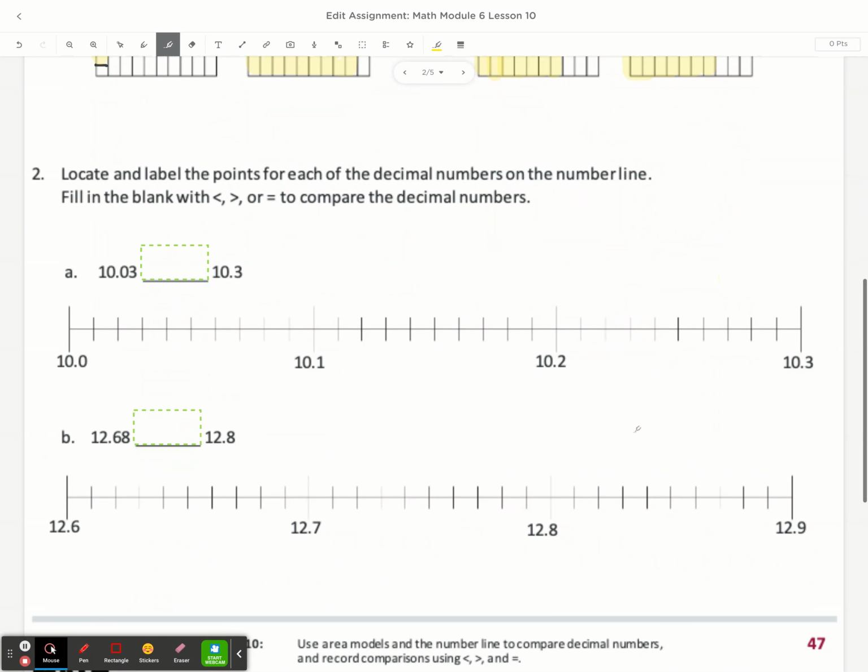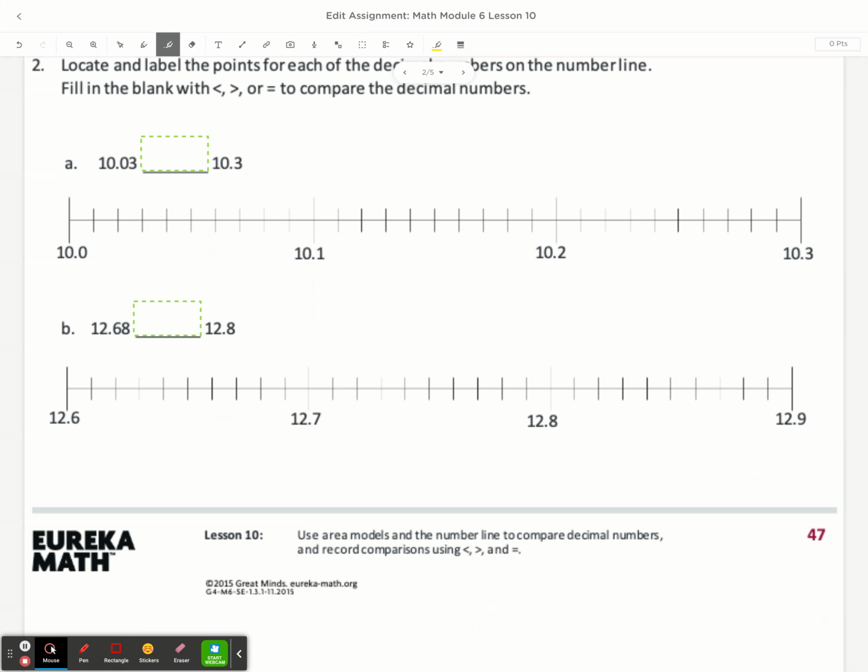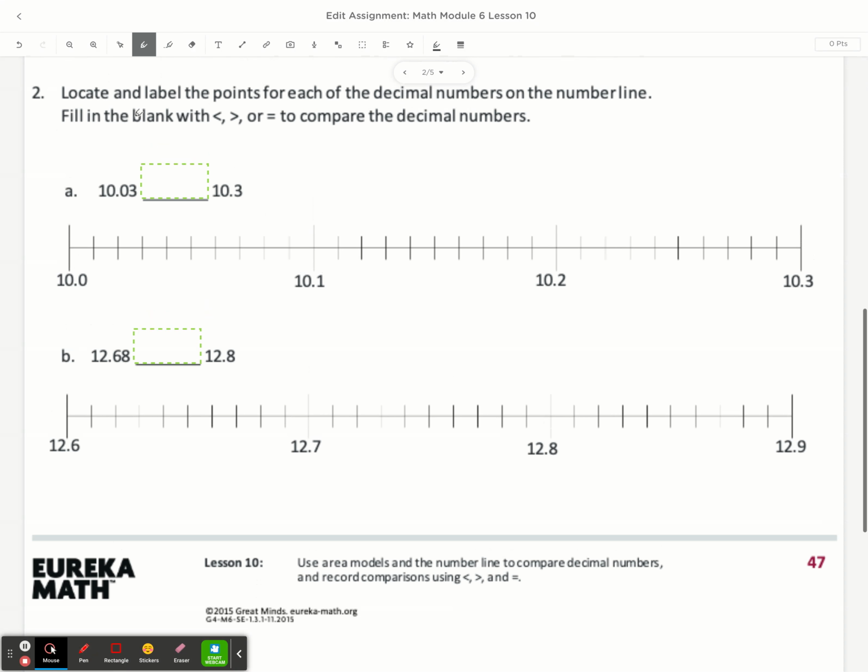We're going to continue to compare decimal numbers, but this time we're going to plot them on a number line. So same thing, guys, whenever you're doing a test or working on homework on your own, you do not have to use area models or number lines. But since I am going through this together with you guys, I'm going to go ahead and show this. So for number 2, we are going to locate and label the points for each of the decimal numbers on the number line. Fill in the blank with less than, greater than, or equal to compare the decimal numbers.